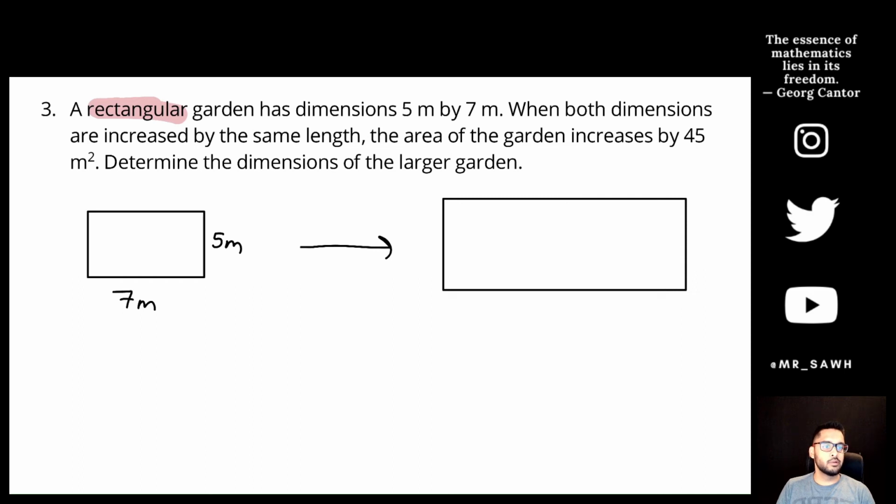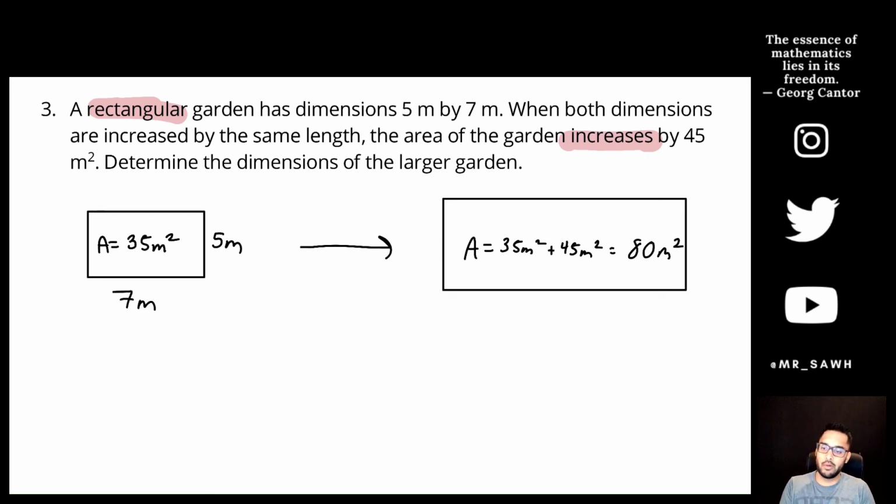When both dimensions are increased by the same length, the area increases by 45. So my new area is not 45, it's 45 more than my original. And if I know the dimensions of the original, well, the area is length times width, so my original one is 35 meters squared. So I know what my new area is now, because I could do 35 meters squared plus 45 meters squared, so that's how much I'm increasing by. My new area is 80 meters squared.